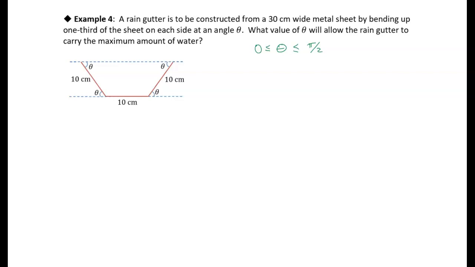And I'm also going to make the assumption about the volume, because we don't really know how long this gutter is. All we've got here is a cross-section, but I'm going to assume that the volume will be maximized when the cross-sectional area is maximized.